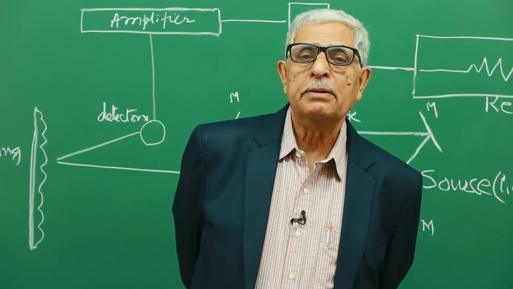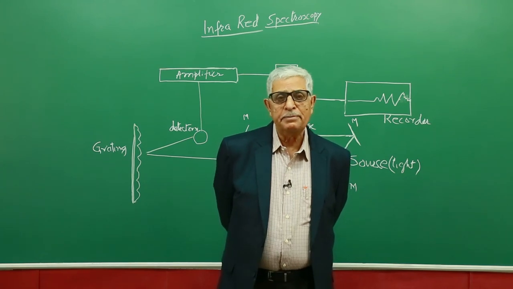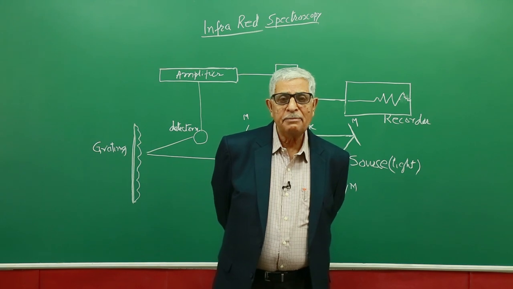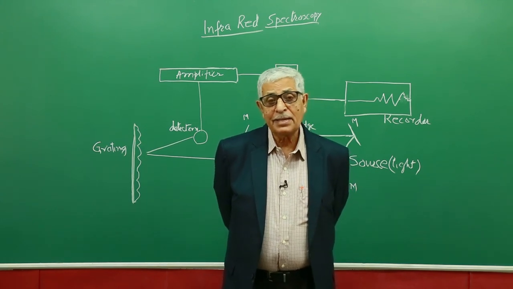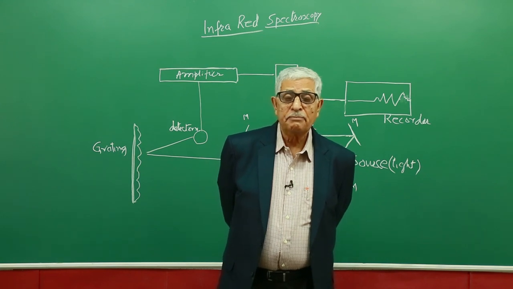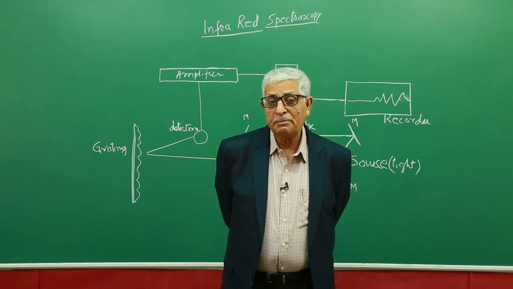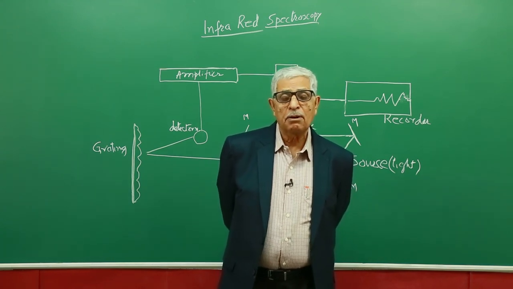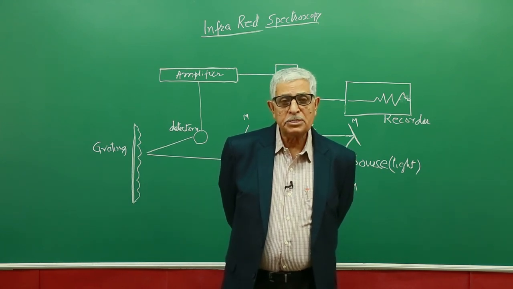In all the good infrared spectrometers, we have to use a double beam. That is, the beam is split into two parts. One will go through the sample, the other will go as a blank. If there are any stray peaks or stray frequencies, they get annulled, so there will be no artifact. So double beam always has an edge over a single beam. So I will try to explain how the instrument works.